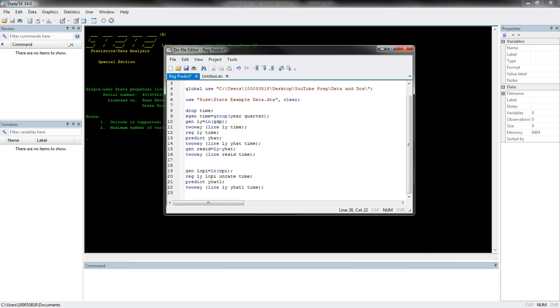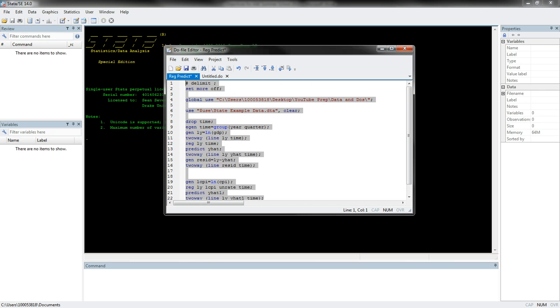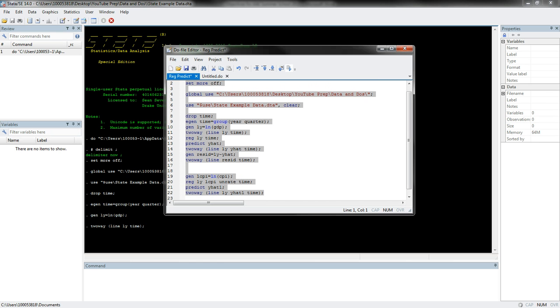And then I'm going to go through and predict that variable. So I'm going to predict from this regression. I'm going to call it y hat 1, where I used y hat before with just the basic time trend. And then I'm just going to create a basic line graph. So that's the first thing that we're going to do.